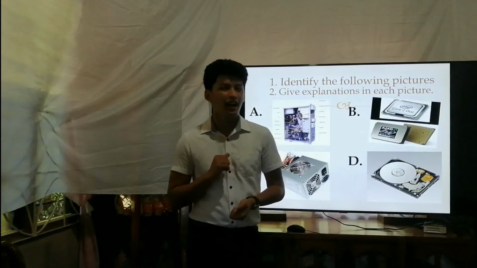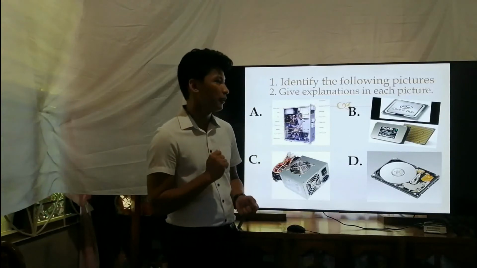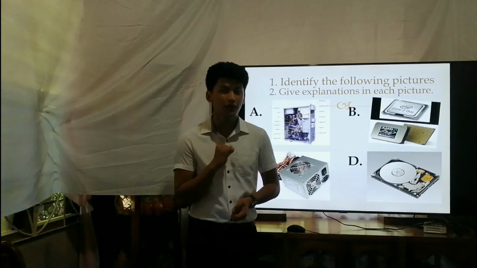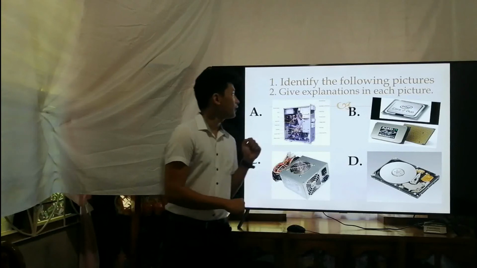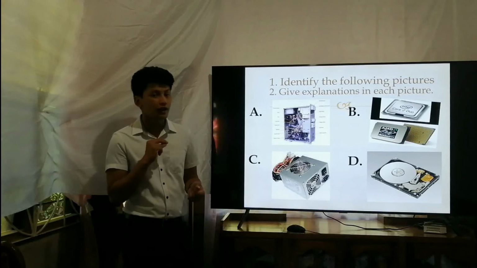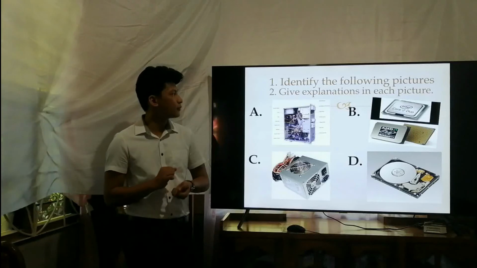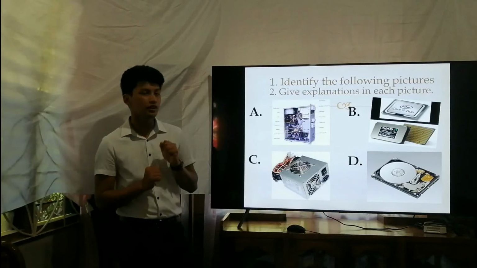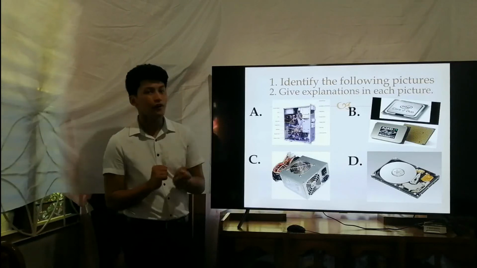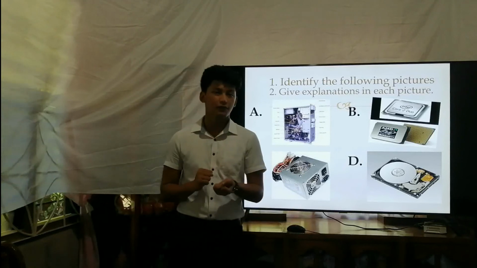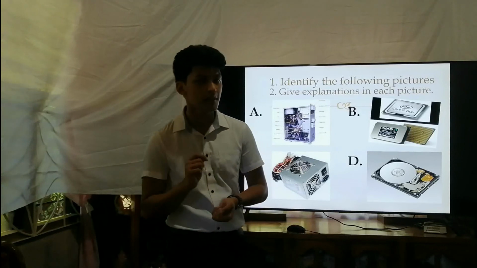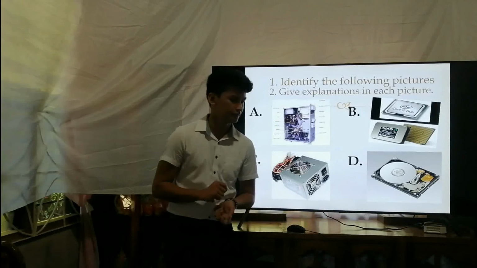Okay, class, get a quarter sheet of paper. We'll have a short evaluation. First, identify the following pictures. Then the last one is to give an explanation for each picture. I'll give you 5 minutes to finish your work. Time starts now.